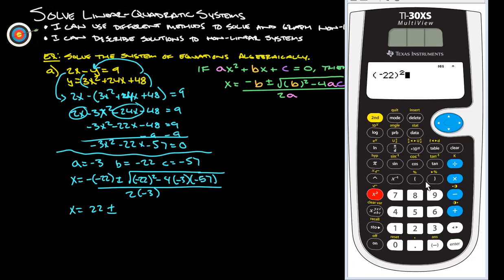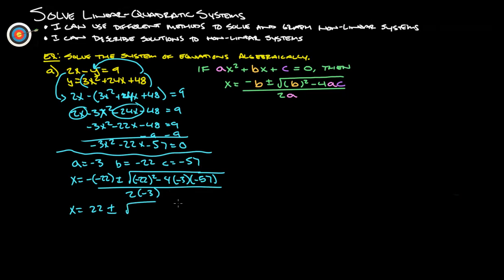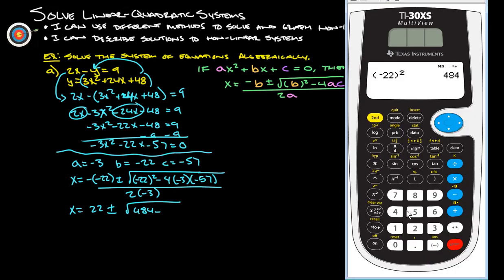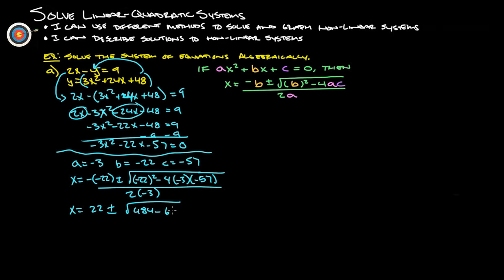Okay, so we put in our negative 22, make sure you put it in parentheses, squared. We know we should get a positive number out of there, and we do. Square root of 484. And then negative times a negative times a negative is negative. So let's see what 4 times 3 times 57 is. 4 times 3 times 57 gives us 684, all over negative 6.